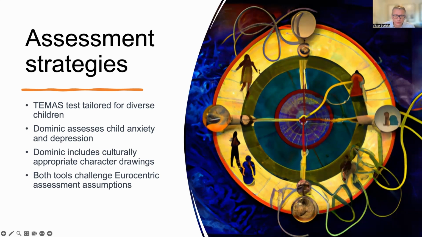The Dominique, a cartoon-based questionnaire, is effective in assessing anxiety and depression in children aged 6 through 11 years, using drawings that convey situations based on symptoms of 7 DSM Axis I diagnoses, including ADHD, conduct disorder, separation anxiety disorder, overanxious disorder, and simple phobia. These tools challenge Eurocentric assumptions and offer culturally sensitive options for practitioners, allowing them to better understand and address the unique needs of their clients.